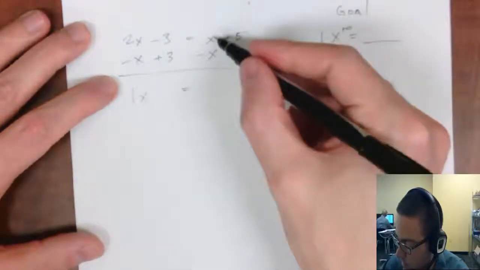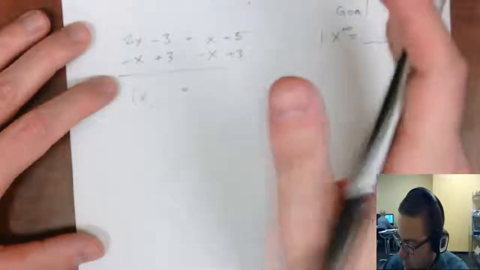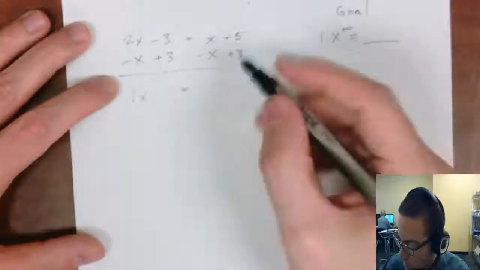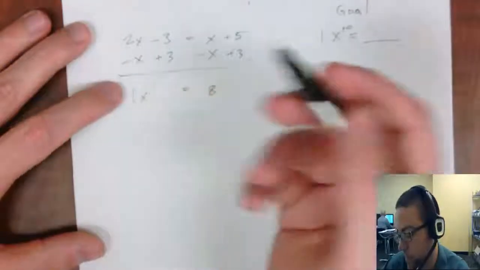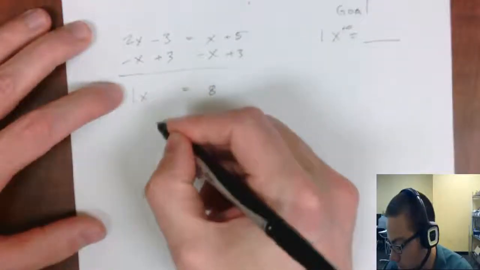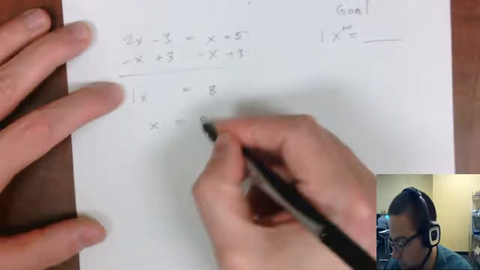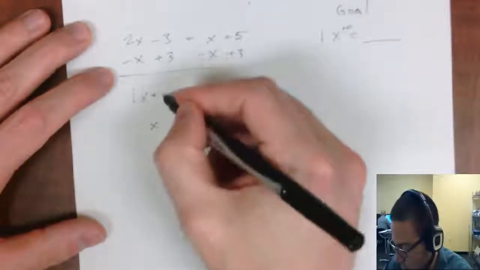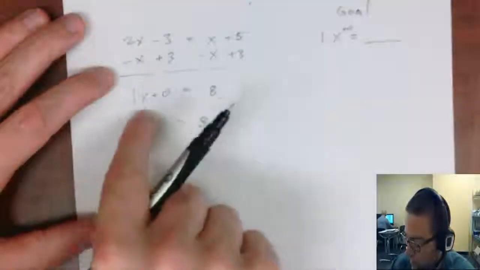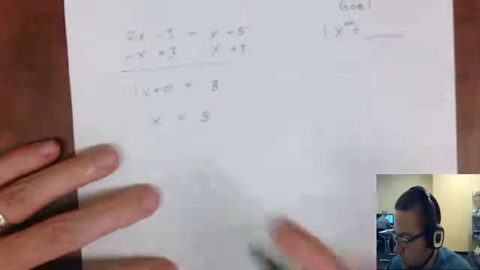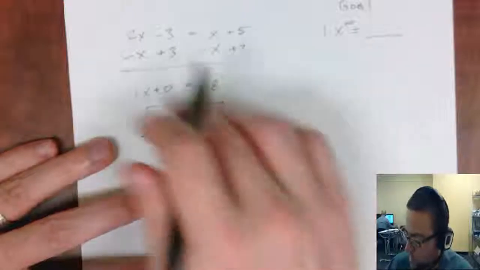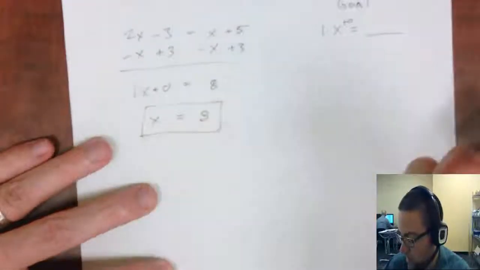And so this would be x, take away x is 0, so it goes away. 5 plus 3 is 8. So you get 1x is equal to 8, or 1 times any number is that number, so we just say x is equal to 8. And by the way, this was plus 0. So that's what I want to get to, 1x plus 0, which is just x. Alright, so the value that makes this original statement true would be 8.